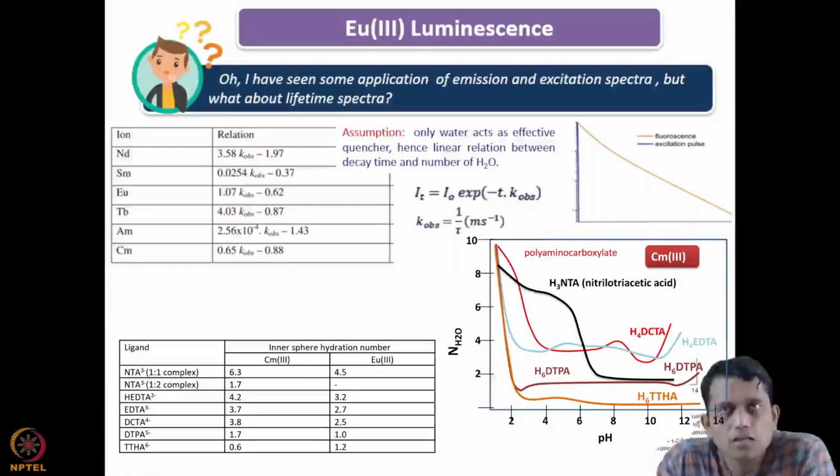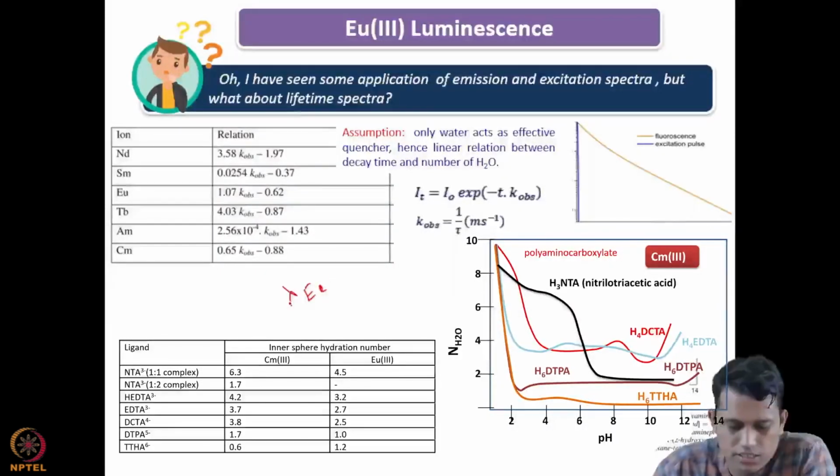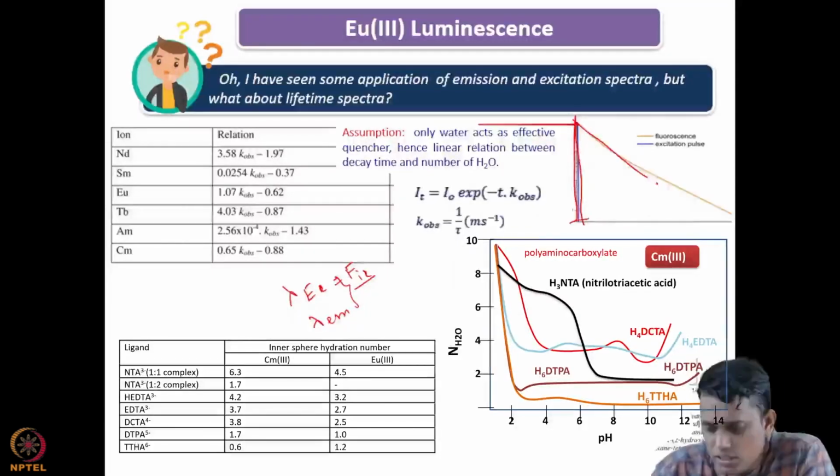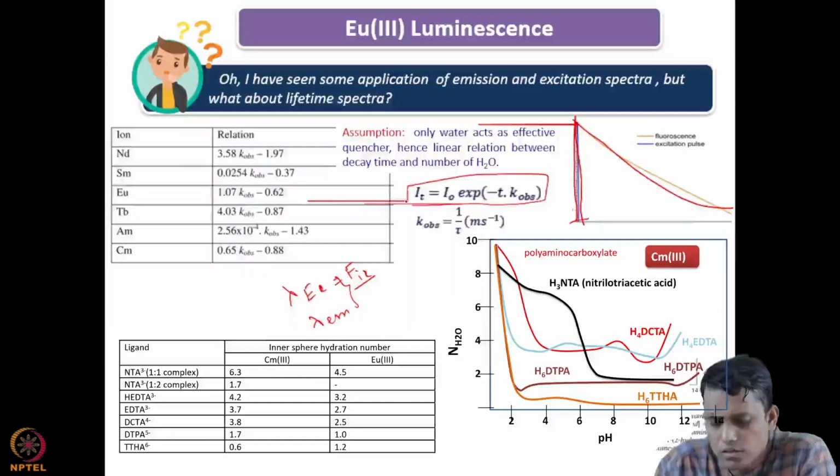So we also can record the lifetime, in which we fix the excitation wavelength and we fix the emission wavelength, we fix both at certain wavelengths, and then we give an excitation pulse and we monitor the decay. And when we get this kind of decay, we simply use this equation to fit this decay. And depending on the nature of the complex, we can get different lifetimes.